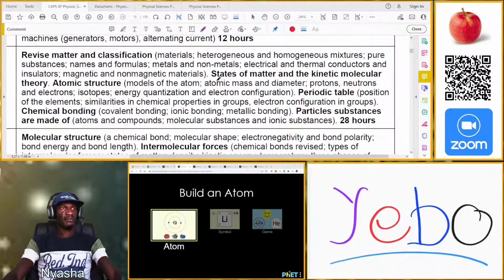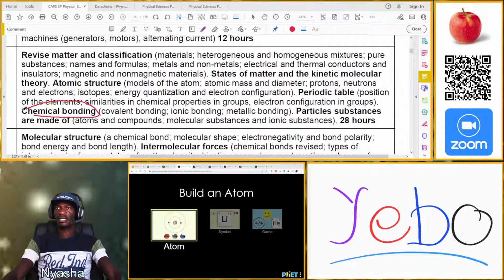So we also have states of matter and the kinetic molecular theory, right? You also have the periodic table, that is what we have just seen. And from the periodic table, we're interested in what? In the position of the elements, right? Position of elements, similarities in chemical properties, electron configuration. That one is also physical chemistry.